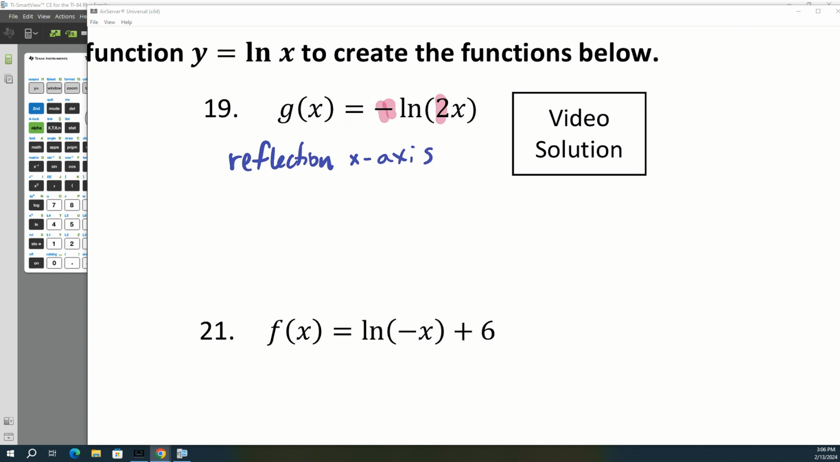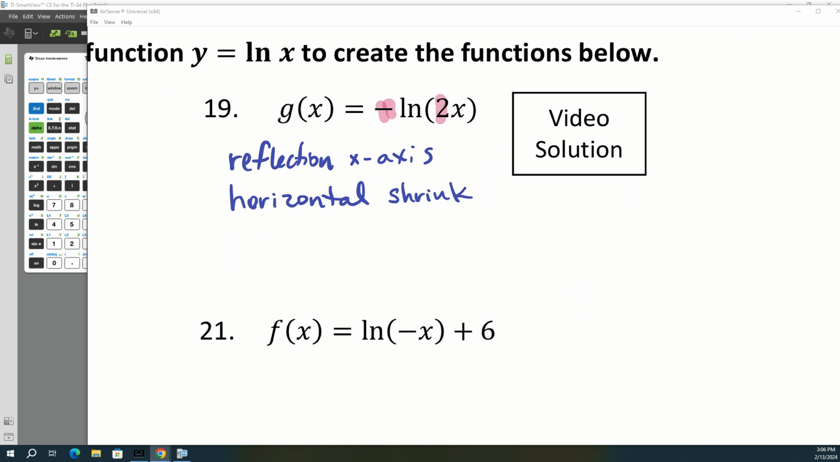All right, and then that 2 is multiplied on the inside, so it's going to be a horizontal change. And if you guys remember, the inside lies. So multiplying by a number bigger than 1 on the inside is actually going to be a horizontal shrink or a horizontal compression.